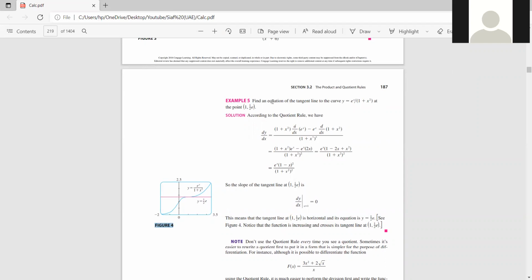Okay, we know that to find the equation of any line, we need a point and a slope, right? For the slope, we know that if we differentiate our function, the function that is given to us here.